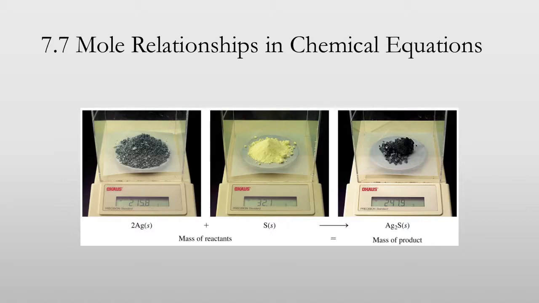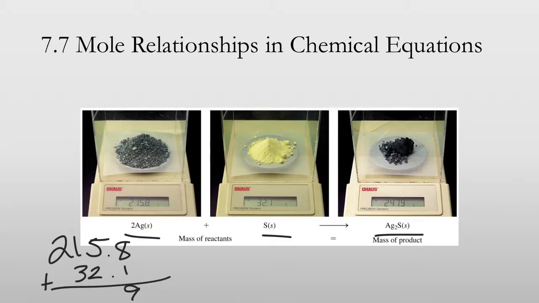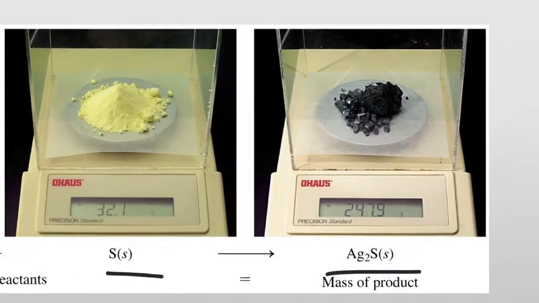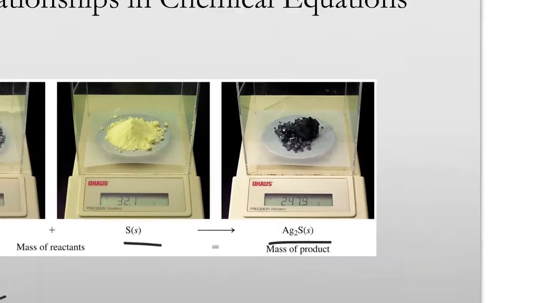As this example shows here, we have 215.8 grams of silver reacting with 32.1 grams of sulfur. And so we have silver reacting with sulfur to make silver(I) sulfide as a product. And as you can see here, if we add up the reactants, 215.8 plus 32.1, we get 247.9 grams. And if you zoom in closely here, you'll see 247.9 grams.